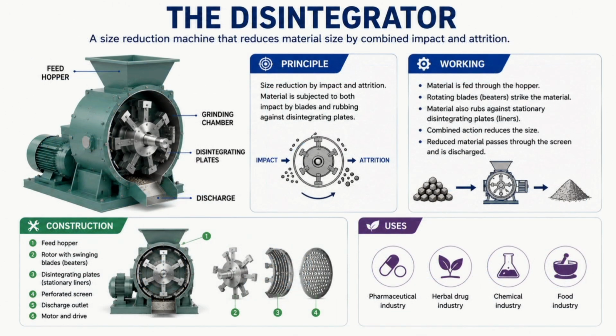And next is the disintegrator. Principle: the size reduction in the disintegrator is done by impact. So let us see the construction. It consists of a steel drum having a shaft in the center. The shaft contains a disc on which 4 beaters are fixed. The shaft rotates with a speed of 5000 to 7000 revolutions per minute.